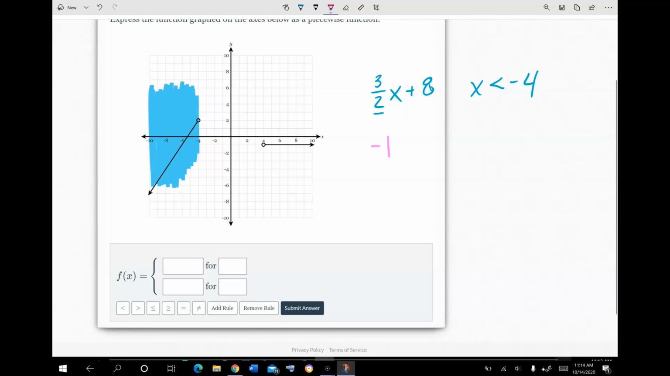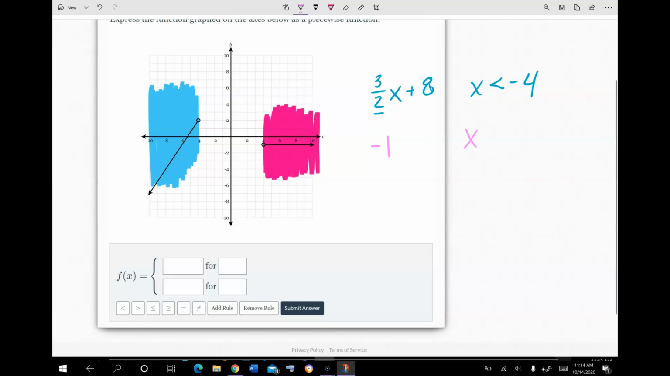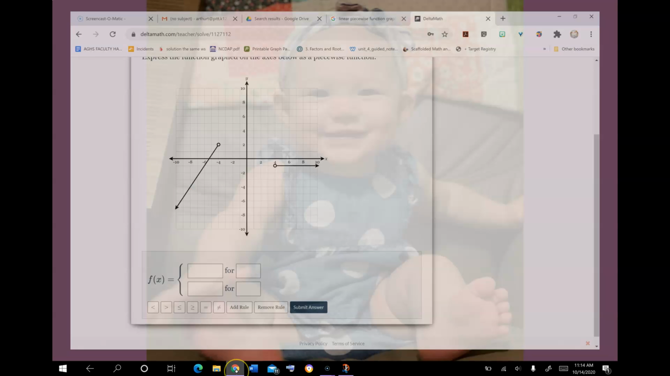Next one. This one starts at 4, and my x's are doing what? They're getting bigger. So my x's are getting bigger than 4. Okay? All right, so now we're going to go back to Delta Math, and I'm going to show you how to type this in.